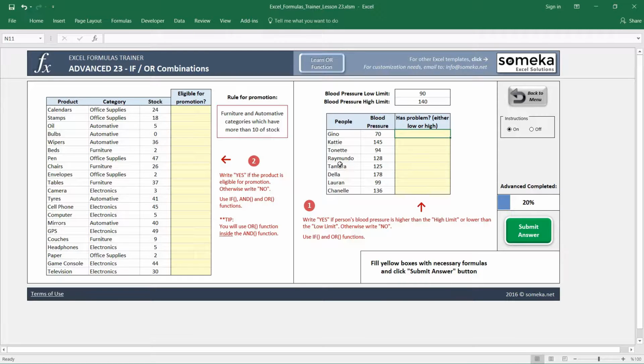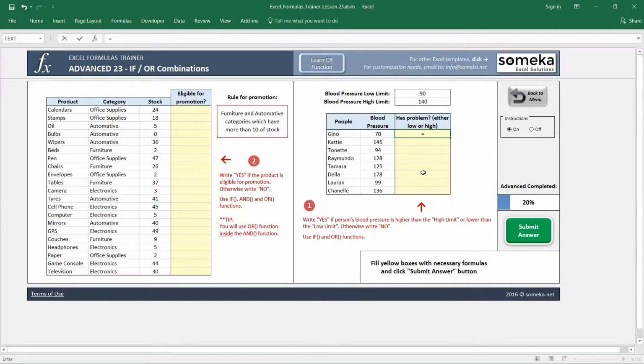Okay, so let's solve this first question. We have the people, their blood pressure, and we are wondering if they have a problem. The blood pressure has a low limit and a high limit, and I don't know if these values are correct blood pressure limits, but if the blood pressure is lower than this one, or higher than this one, then we can say there's a problem. So let's make our comparison.